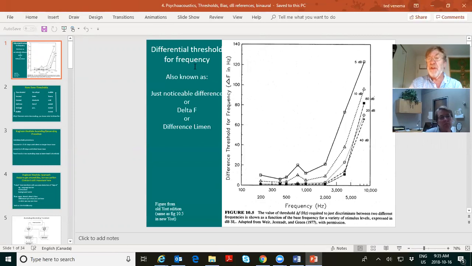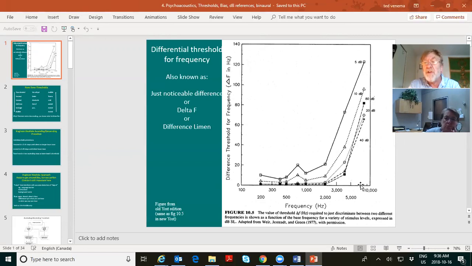Differential threshold for frequency. We'll look at delta F, for example, and look at the vertical axis, delta F. You've got a whole bunch of lines here, but let's just look at the top square one. If they played a sound really soft at 5 dB, what's the smallest change I needed to make in frequency for you to notice a change? Well, let's look at 1,000 hertz. Look at my cursor. It needed to be about 15. You needed to make it about 1,015 hertz to notice a difference. What if the tone was a really high pitch? See this where it goes way up here? Let's go down, down, down.